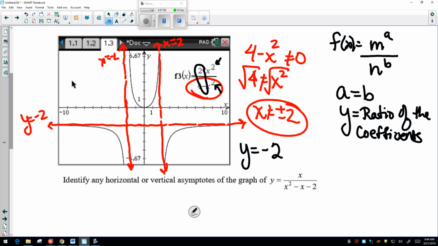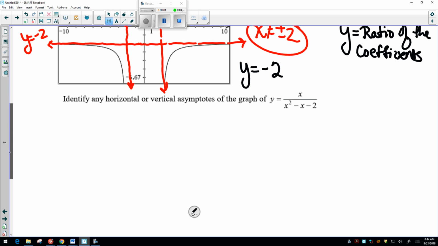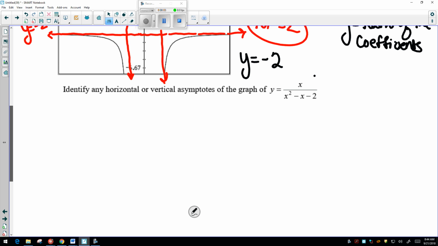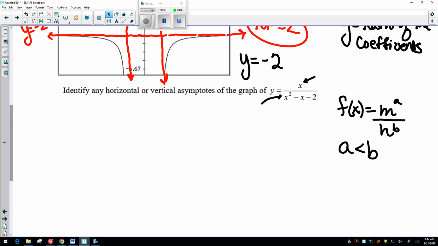The one below, we're going to take a look at and notice that the ratio of the coefficients is not going to work, because my largest exponent up here is a 1 and my largest exponent over here is a 2. So again, if I'm thinking of a function, n to the a over n to the b, but I notice that the numerator exponent is less than the denominator, what's going to happen is something different. So let's go and graph this one out.